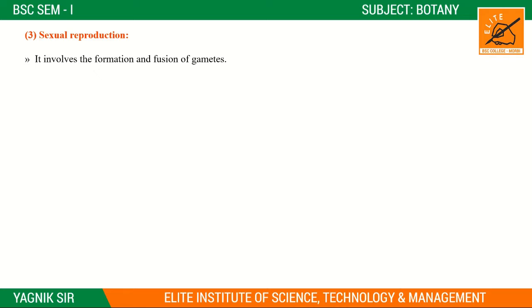In sexual reproduction, two gametes are produced, male gametes and female gametes. Male gametes are produced in the male reproductive structures, and female gametes are produced in the female reproductive structures. So here, male and female plant bodies are both present, right? Sexual reproduction is found in the whole group of fungi.